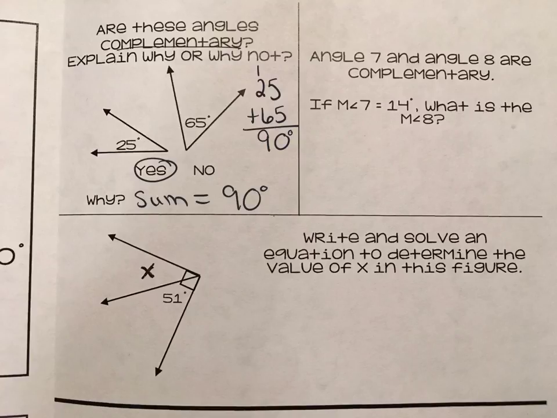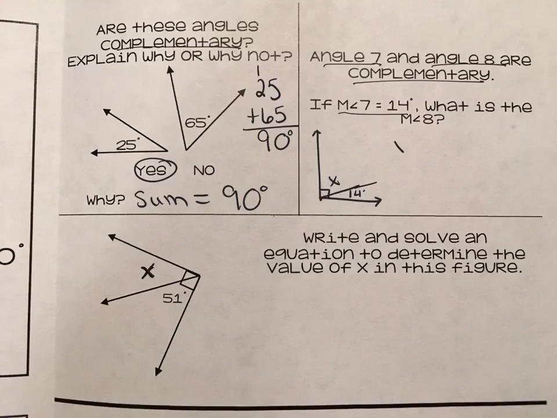Next it says angle 7 and angle 8 are complementary. If the measure of angle 7 is 14 degrees, what is the measure of angle 8? So what I like to do is I like to sketch this. So here's my 90-degree angle. So we're saying that this is 14 degrees. They want to know what this is. So in this unit, we're not only solving for the missing, we're actually also writing equations and solving. Yes, these equations are going to be easy, and I understand you can do these in your head. But we're going to get to more difficult equations later on this unit.